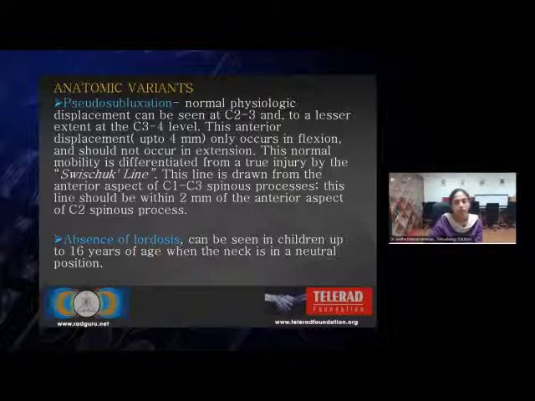This normal mobility is differentiated from a true injury by the Swischuk line. This line is drawn from the anterior aspects of the C1 to the C3 spinous processes, and it should be within 2 millimeters of the anterior aspect of the C2 spinous process. The absence of lordosis is another variant which can be seen in children up to 16 years of age when the neck is in neutral position.